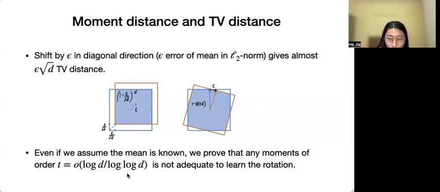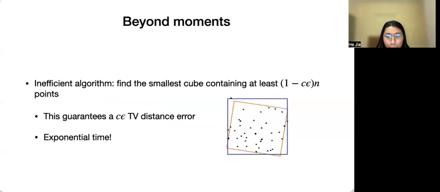So this log d over log log d is already a very high order of moments, because if we want to estimate such high order moments, we need exponential time to get the moments of this order. So we can't afford to have such high order. Now we know we have to get some method that's beyond moments to learn the affine transformations.